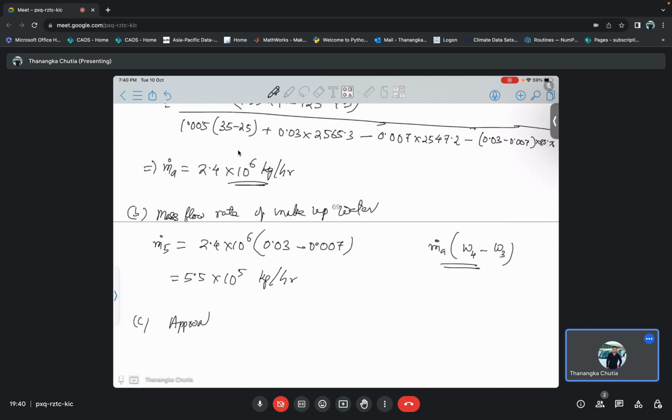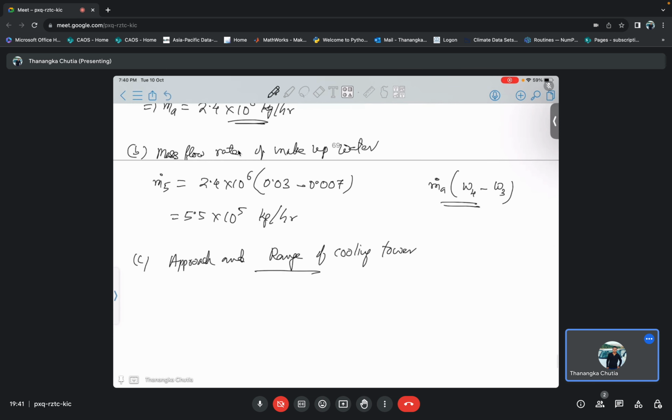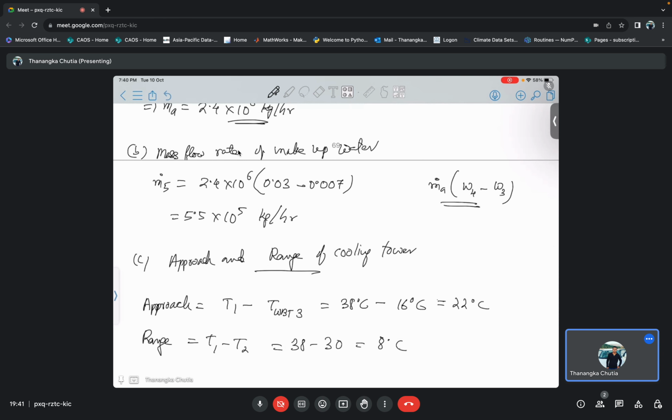Now next is the approach and range of the cooling tower. Approach is equal to T1 minus the wet bulb temperature at point 3. T1 is 38 degrees Celsius and wet bulb temperature is 16 degrees Celsius, so this is equal to 22 degrees Celsius. And range is nothing but T1 minus T2, that is 38 minus 30, that is 8 degrees Celsius.